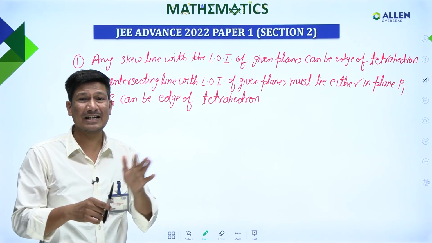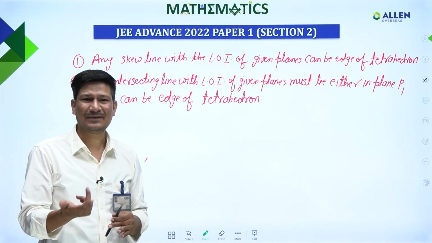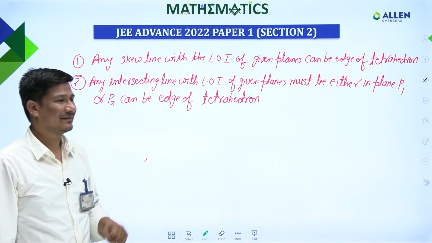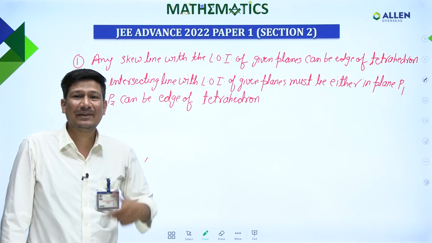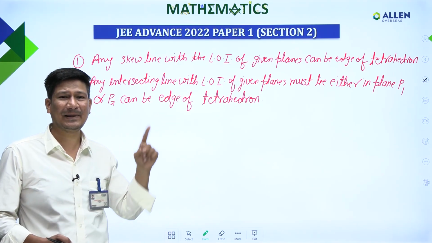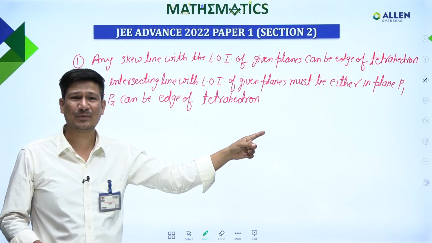Now guys, you know how to check whether a line is skew with a given line. That is one possibility. The second possibility: any line intersecting the line of intersection of the given planes, which must lie either in plane P1 or in plane P2, can be the edge of the tetrahedron. Hope you understood.